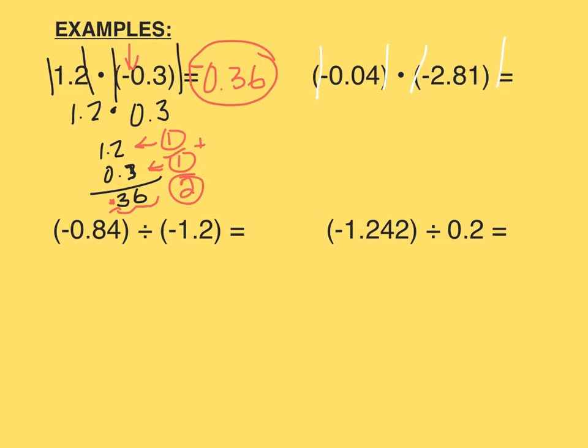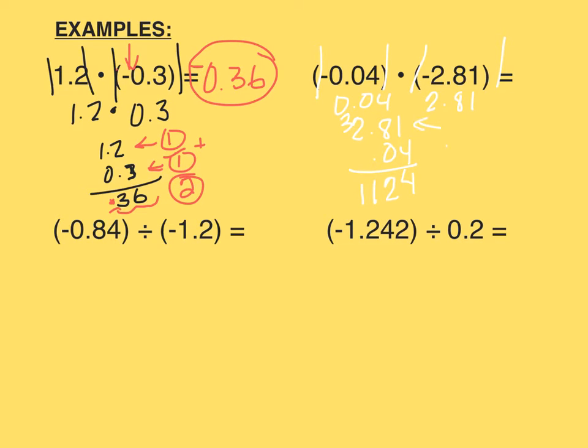I'm going to take these absolute values. I've got 0.04 and 2.81. So I'm going to multiply those as usual, 2.81, ignoring the decimals for now. So I've got 4 times 1 is 4. 4 times 8 is 32. Carry the 3. And 4 times 2 is 8. Plus 3 more is 11.